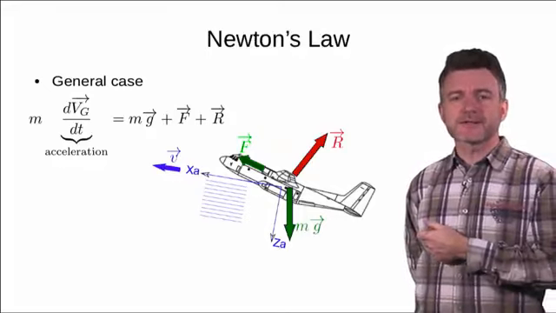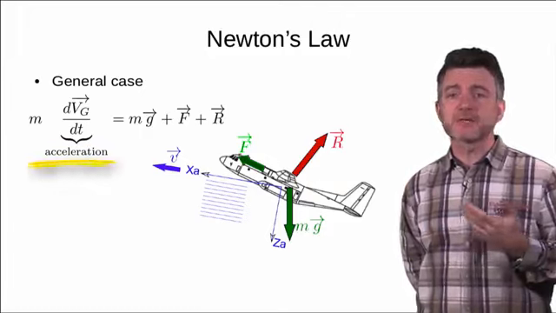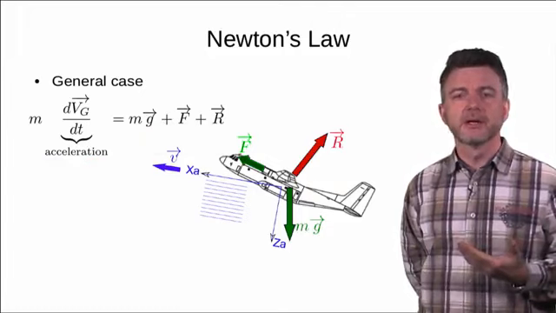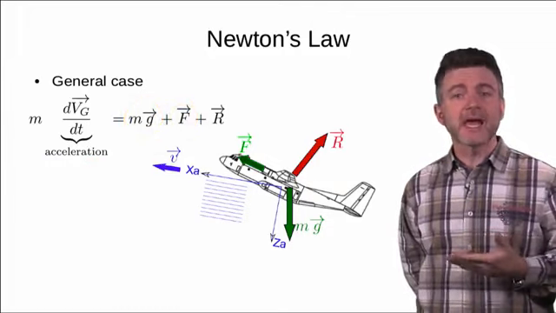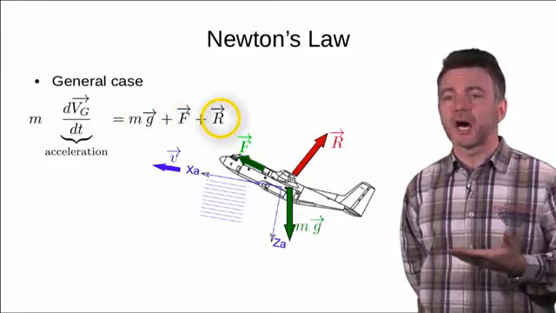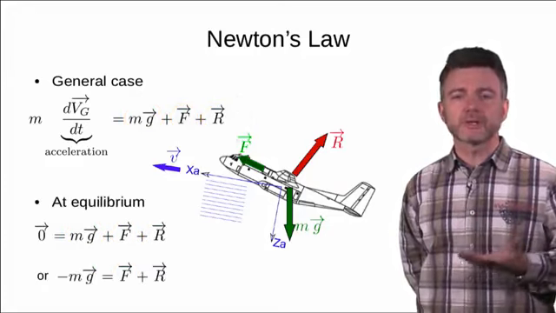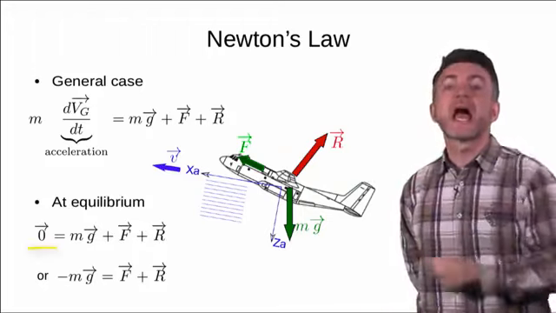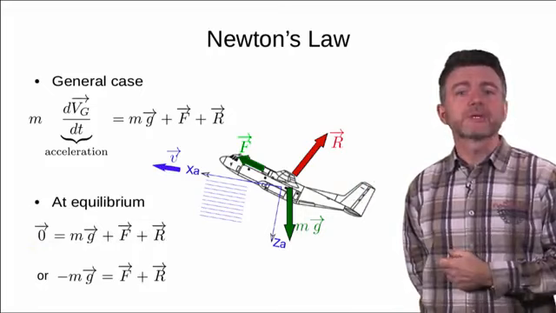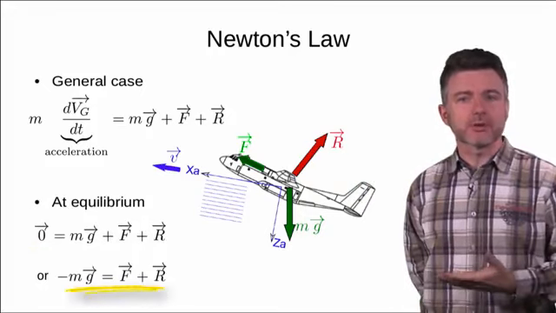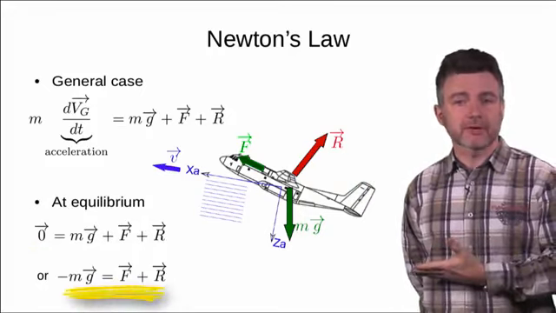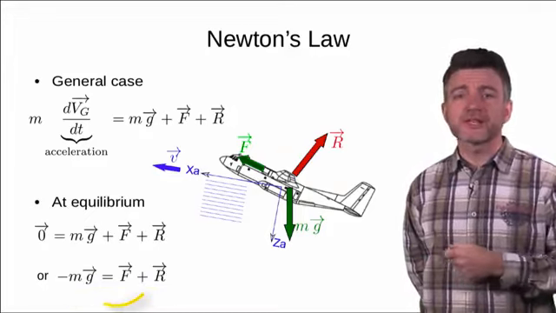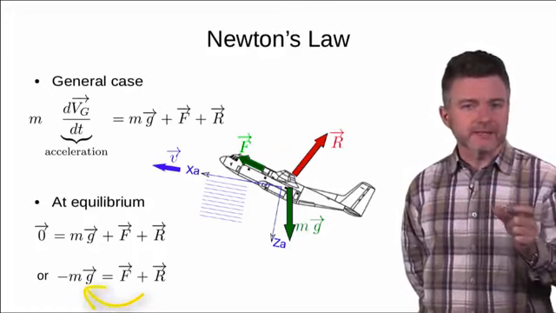Newton's law tells us that in the general case, mass multiplied by acceleration is equal to the sum of external forces. Here, the weight, the thrust F, and the aerodynamic resultant R. At equilibrium, typically in level flight or when climbing or descending at constant speed, acceleration is zero. We can then write minus mg equals external forces other than weight. So, in other words, external forces exactly balance the weight.